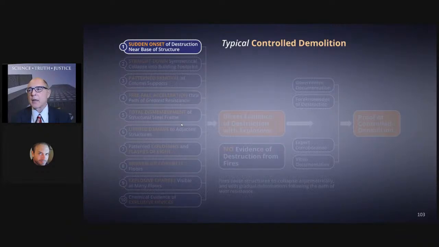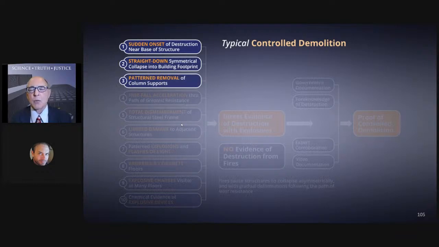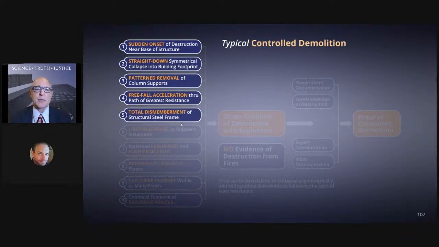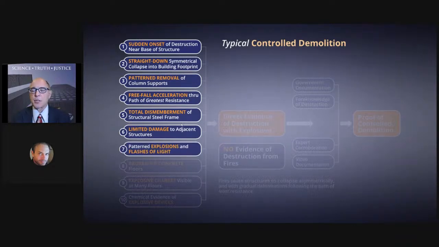readily identify. A sudden onset of destruction near the base of the structure, feature number 1. A straight down symmetrical progression is feature number 2. How does that happen? Because column supports are removed virtually all at once or within fractions of a second of each other. And this results in a free fall acceleration or near free fall acceleration straight down through the path of what was the greatest resistance, resulting in the total dismemberment of the structural steel system and limited damage to adjacent structures. That's one of the goals of controlled demolition.